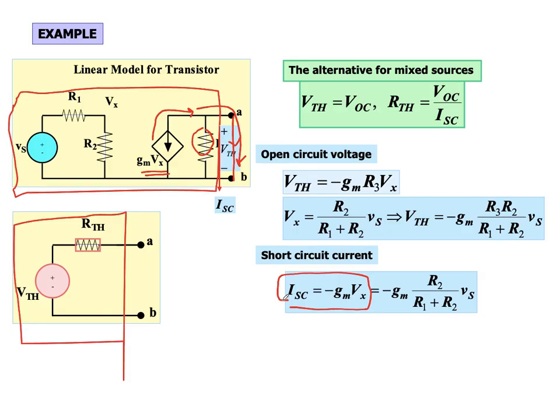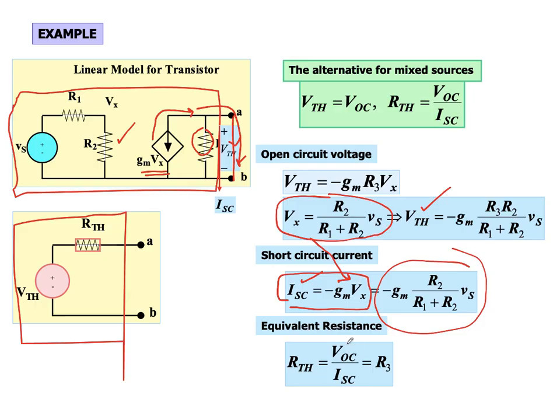In this case, we need to find the value of Vx, which we have already seen in the previous case, where Vx is the voltage division across this resistor. We substitute this Vx and plug this value here. This is the value of current that we have found. So we have the open circuit voltage and the short circuit current. We take the ratio of the two, V open circuit over I short circuit, and R3 is the Thevenin resistance that we need to find. So this is equal to R Thevenin.